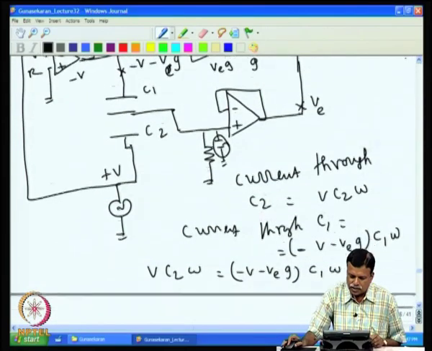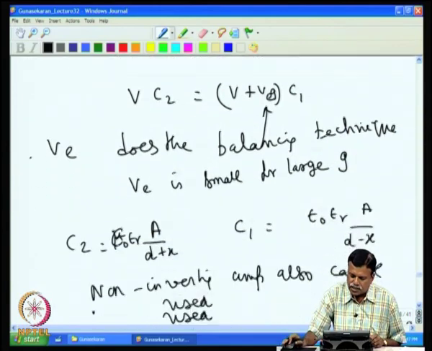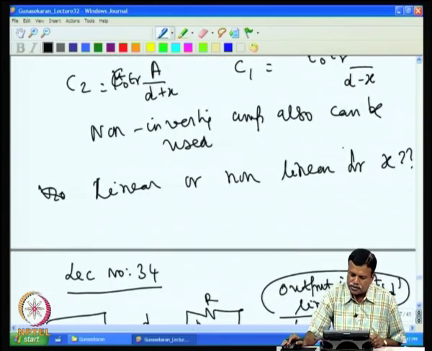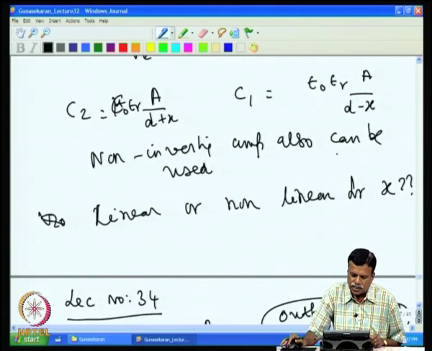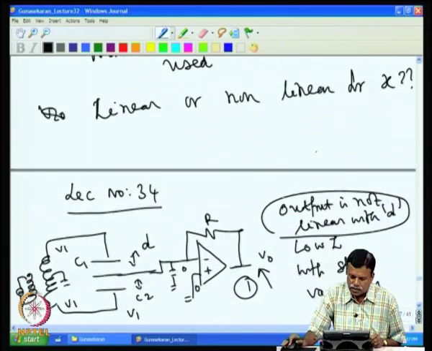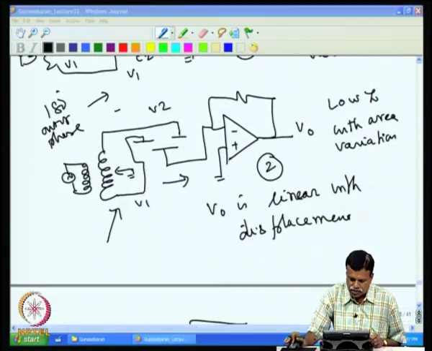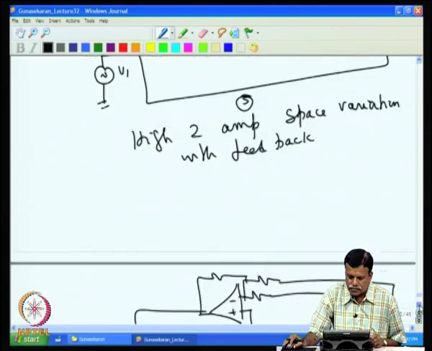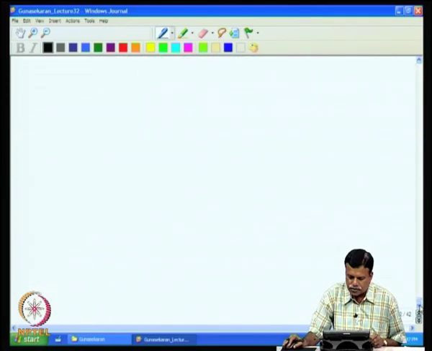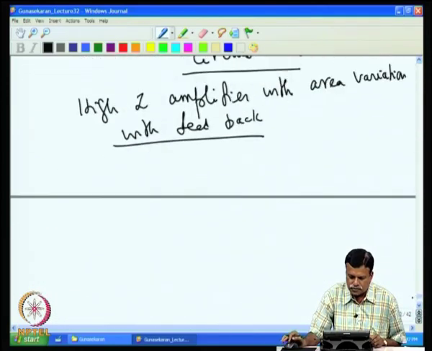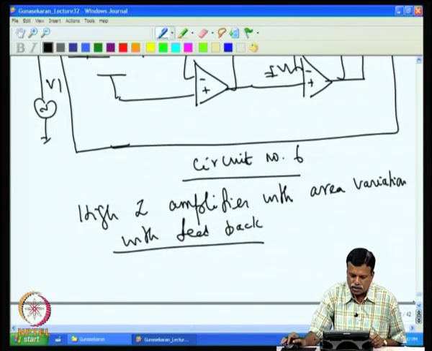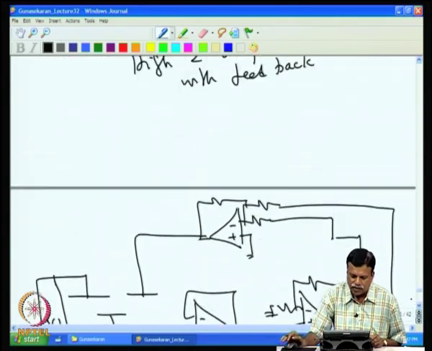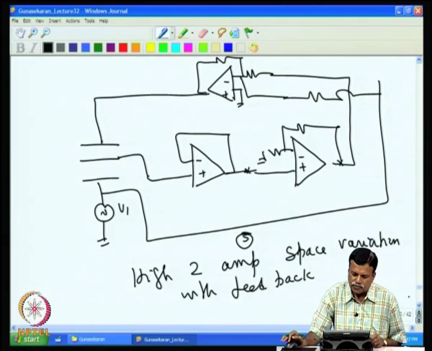We had shown that with this one, this is not linear, because we had shown that C1 plus C2... if we take this circuit number 5 and 6, which are actually with feedback.